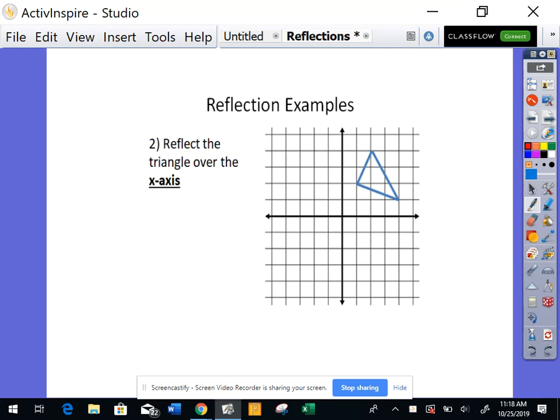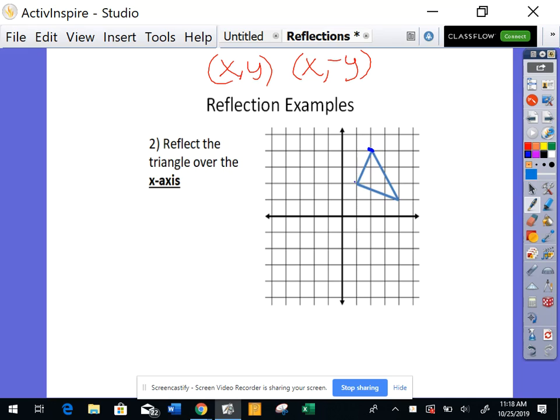Okay, so now let's do this next example. For this one, we're going to reflect the triangle over the x-axis. So let's go over this rule. So we'll have our x and y coordinate. Okay, so we're going to reflect it over the x-axis. That means our x is going to stay the same, and now our y is going to become opposite. Okay, so we're reflecting over the x-axis. All right, let's go back to blue. We'll start in blue, and we'll move to red.